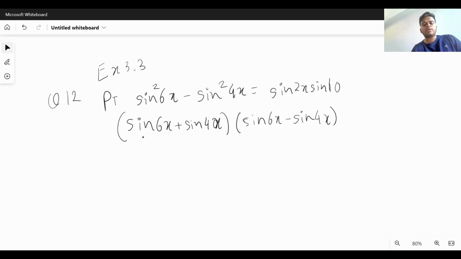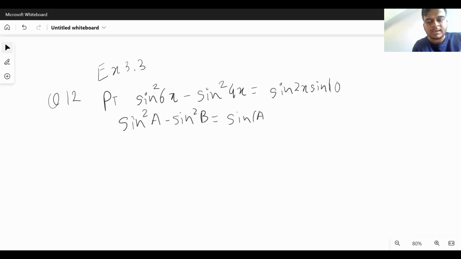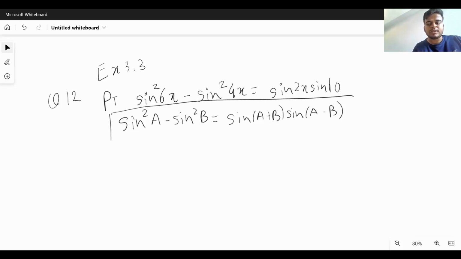But rather than doing this, aren't we aware of a different identity? An identity that we've probably learned in NCERT, something along these lines: sine square A minus sine square B equals sine (A plus B) sine (A minus B). Are you aware of this identity? This identity is used in the NCERT textbook. Just try and find this out.